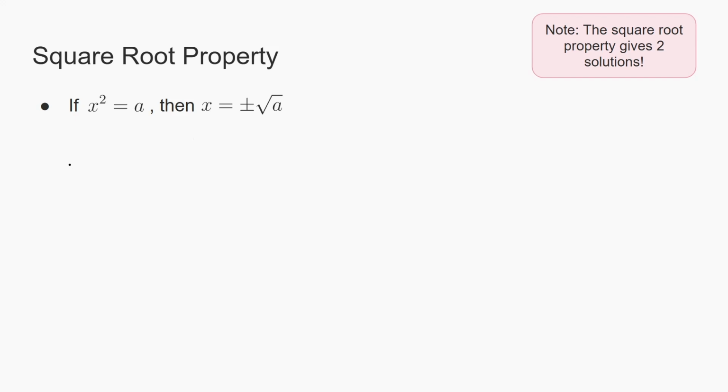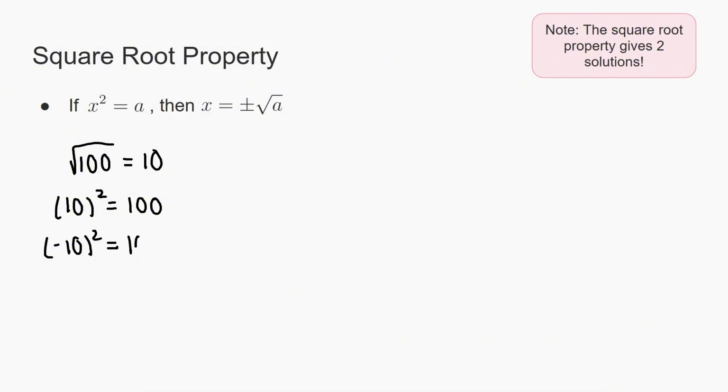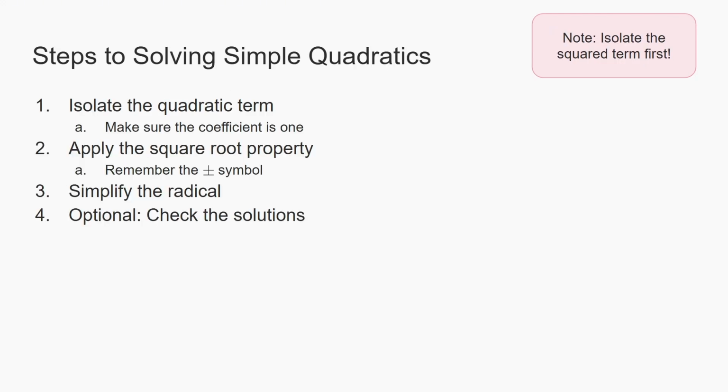For example, if you take the square root of 100, you get positive 10. So we know that 10 squared is equal to 100. But negative 10 squared is also equal to 100 because the negatives cancel out. And because of that, whenever we get the solution, we need to add a plus or minus before it.